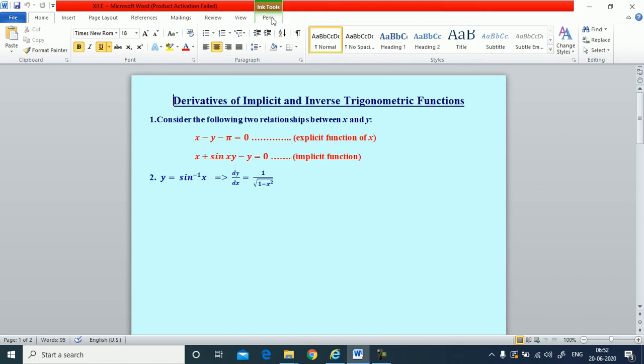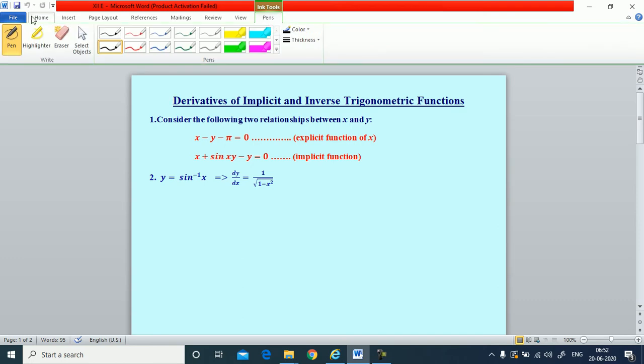Welcome children. In our previous session we discussed the derivatives which were obtained using the chain rule. Today we are discussing the derivatives of implicit and inverse trigonometric functions. First you need to know what implicit functions are.